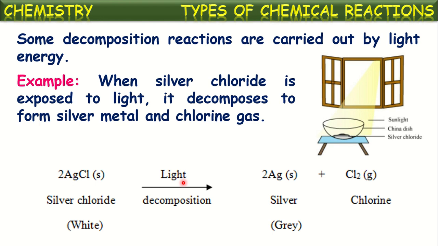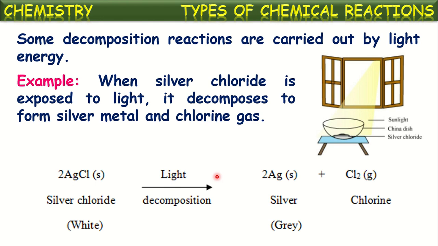Photo means light energy. So with the help of light energy, this decomposition reaction is occurring. That is why this is called a photo decomposition reaction. Okay, photolysis it is called. So here a compound splitting into two simpler substances. So it is a decomposition reaction which is carried out by the help of light energy. So in this way, decomposition may occur with the help of heat energy, with the help of electrical energy, and even with the light energy also.